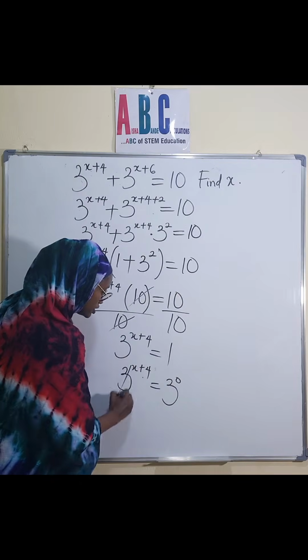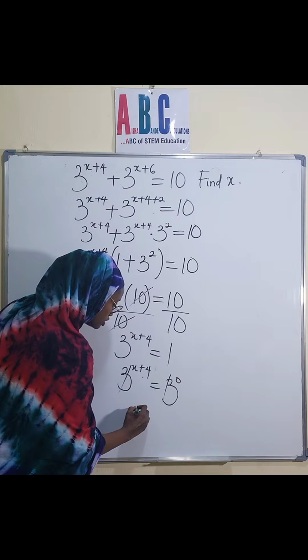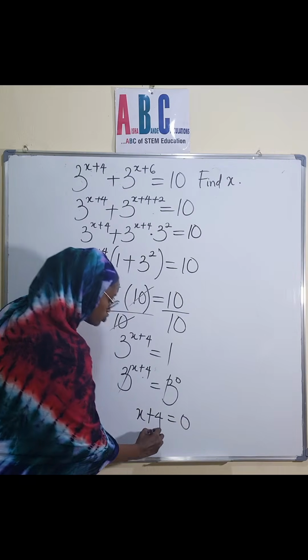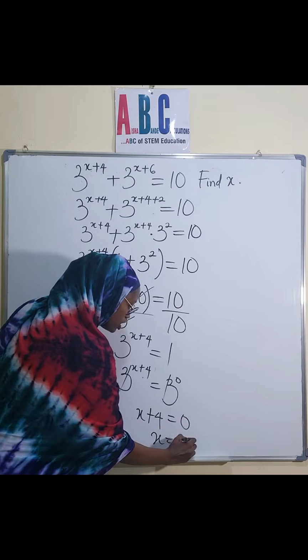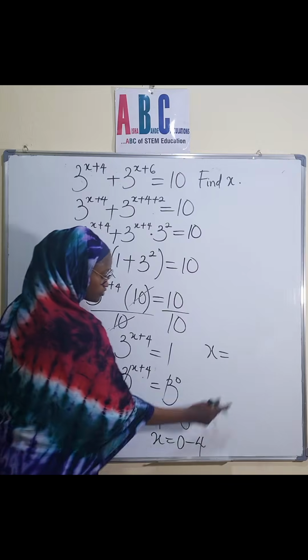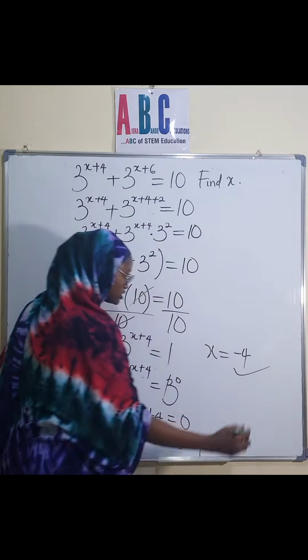We cancel out the bases. So what happens to the power? We equate the powers. So this becomes x + 4 is equal to 0. If you collect like terms, we will have x is equal to 0 minus 4. So that means the value of x will be equal to 0 minus 4, which gives us minus 4, and this is the final answer.